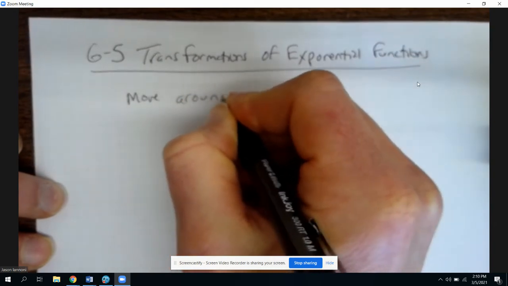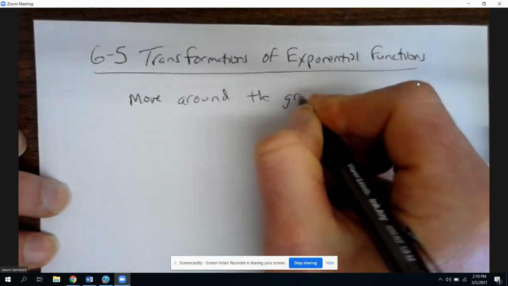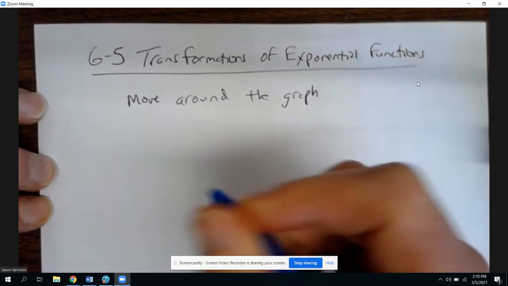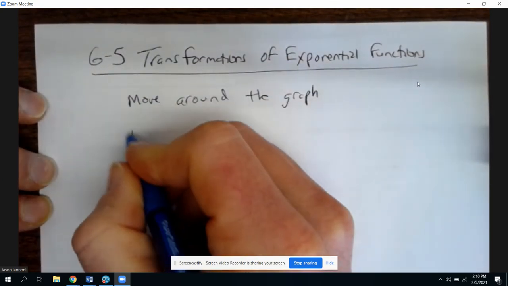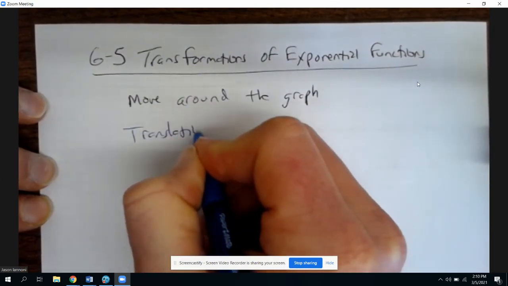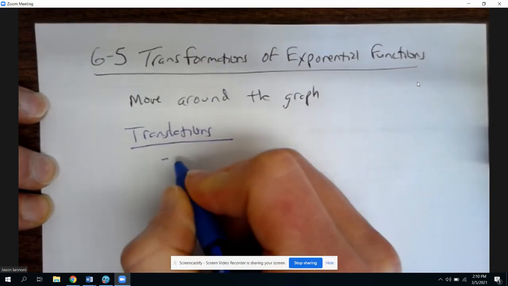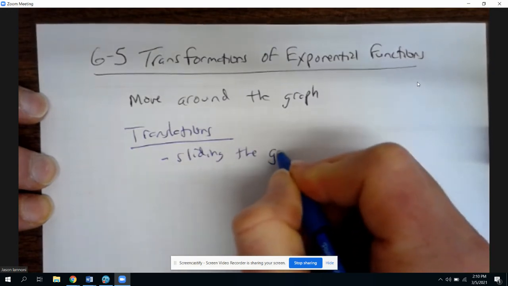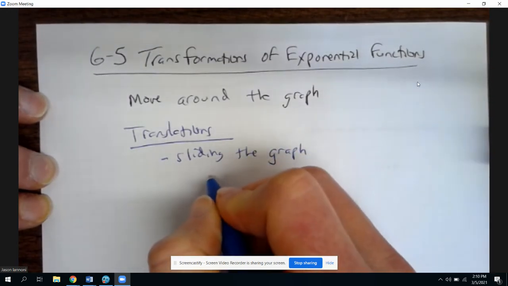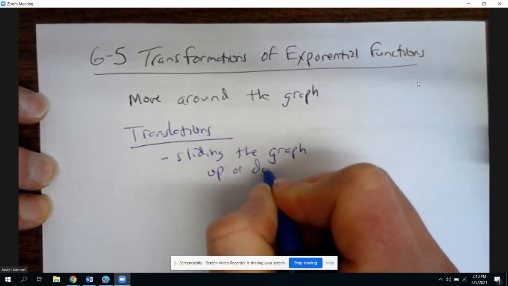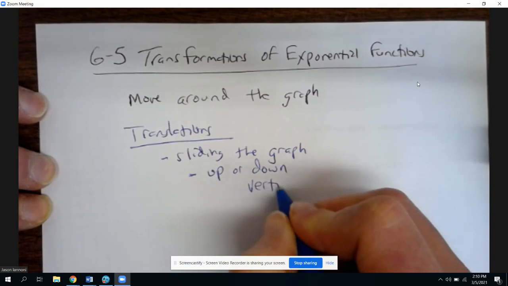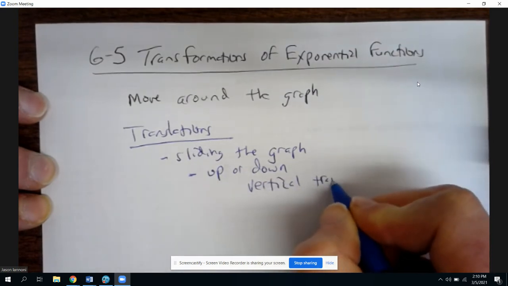move around the graph of a specific equation. We are going to be talking specifically about translations. When you think of translations, you want to think of sliding the graph either up or down. When we talk about up or down, we're talking about vertical translations.